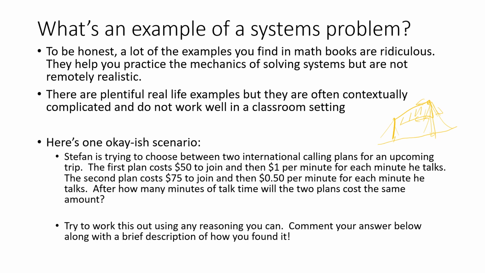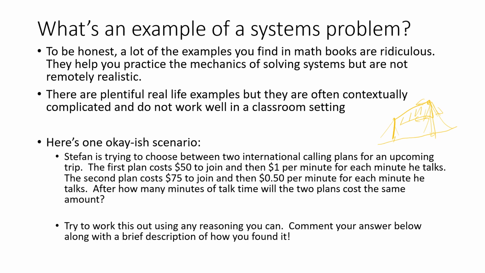Stefan is trying to choose between 2 international calling plans for an upcoming trip. The first plan costs $50 to join, and then $1 per minute for each minute he talks. So to join that first plan, he's going to give the company $50, maybe get a calling card, maybe get a code. And then as he is traveling, for every minute that he talks and tries to call back home, it's going to cost him $1.